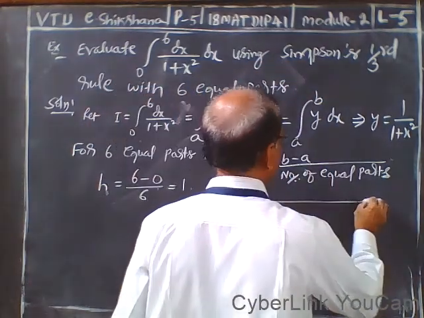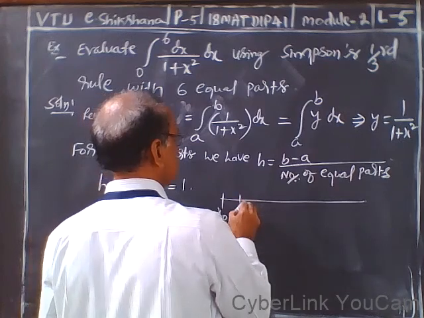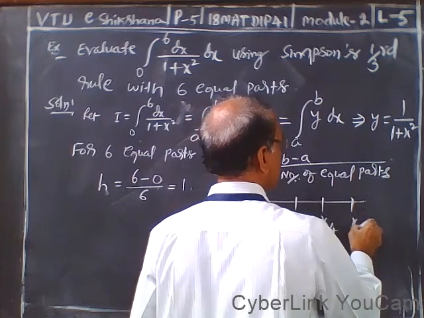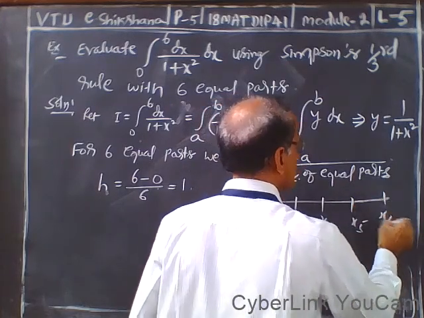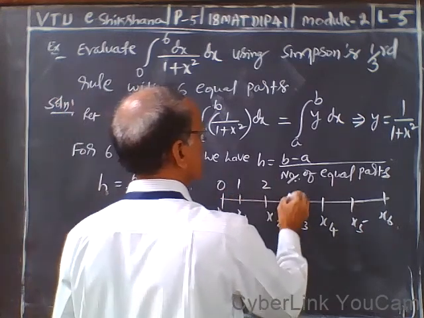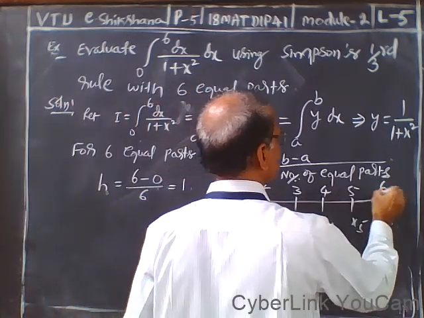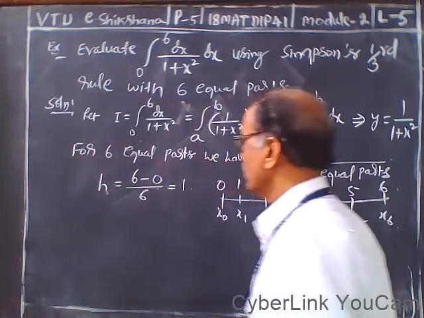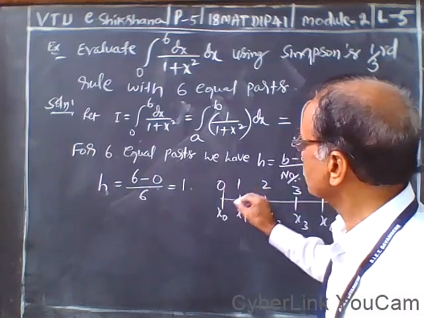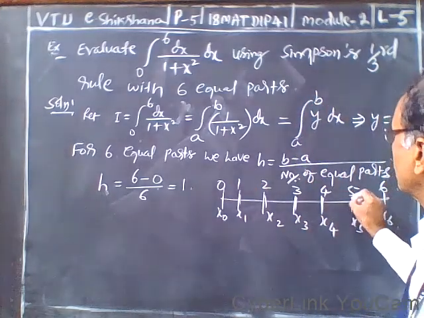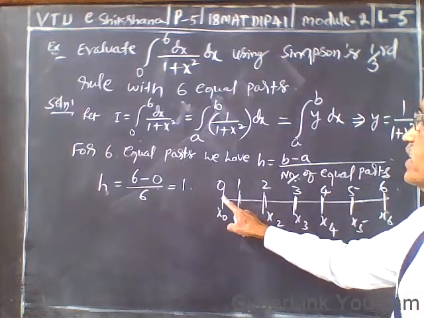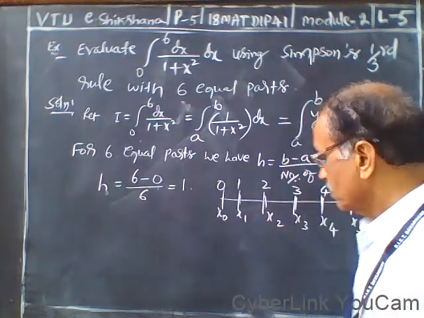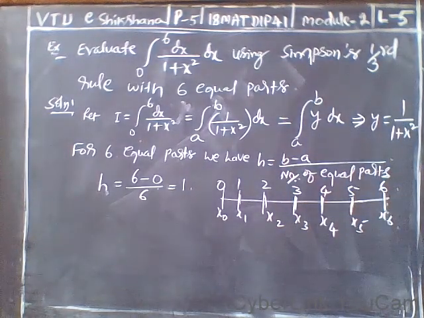Therefore, you have to find this is x0, this is x1, x2, x3, x4, x5, and then x6. 0, 1, 2, 3, 4, 5, 6. So, 6 equal parts means you have totally 7 ordinates. 7 ordinates means these are the lines. You just count how many lines are there: 1, 2, 3, 4, 5, 6, 7. 7 ordinates, and the number of equal parts is 6.